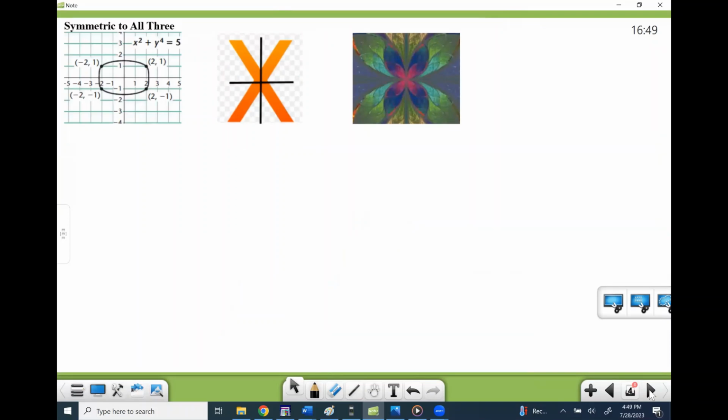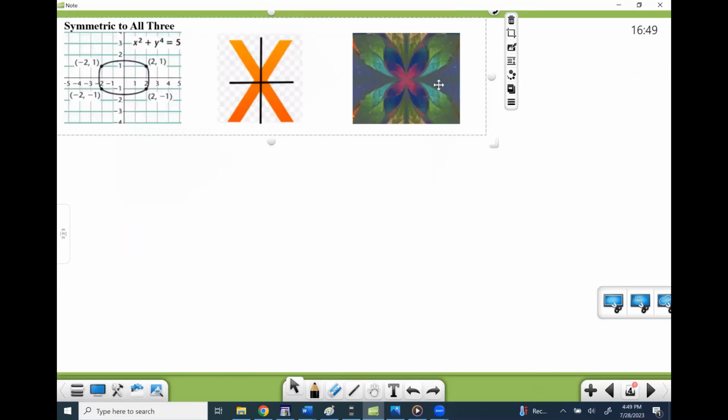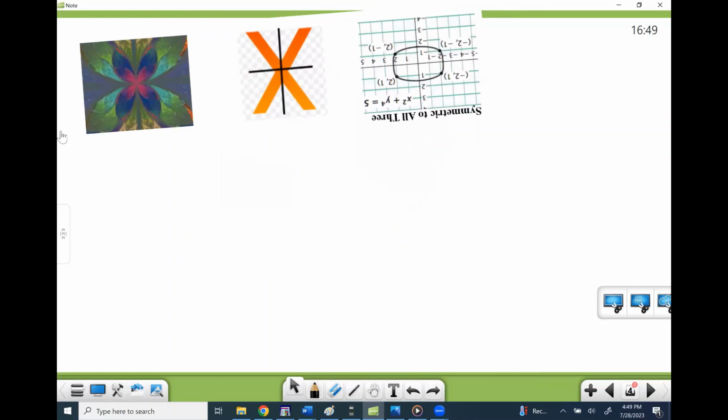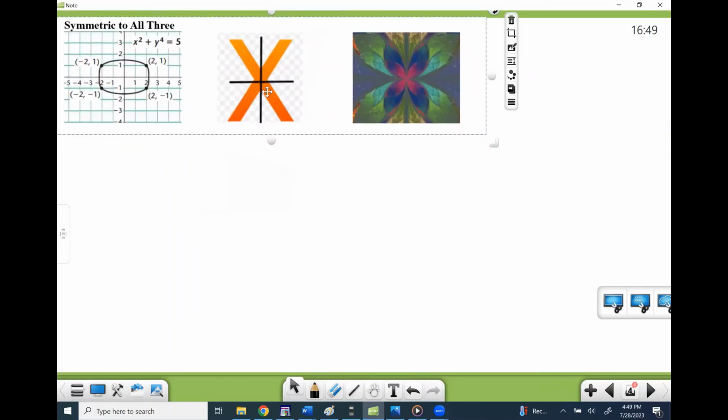And here's some examples where we could be symmetric to all three. We can see that if we divided this through the y-axis, it would look the same on both sides. If we divided it over the x-axis, it would look the same on both sides. And if we flipped it upside down, it's going to look the same right side up as it does. It looks exactly the same as it did this way. And the same thing would be true of these as well.